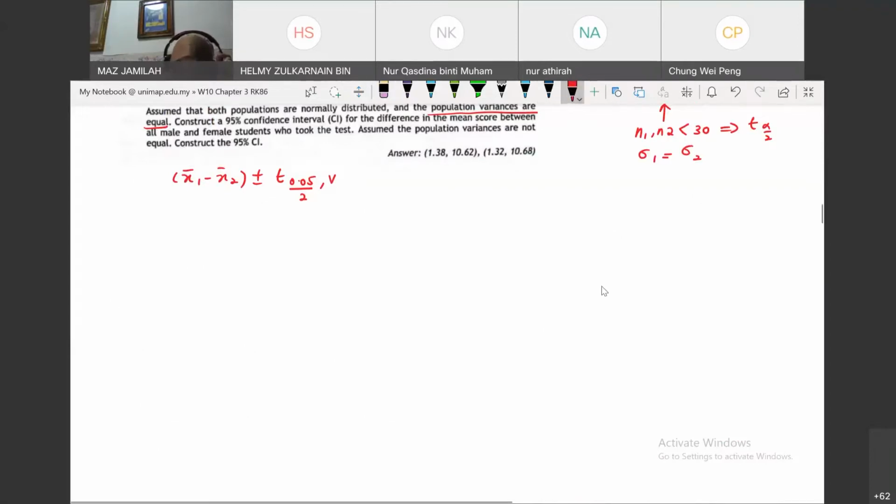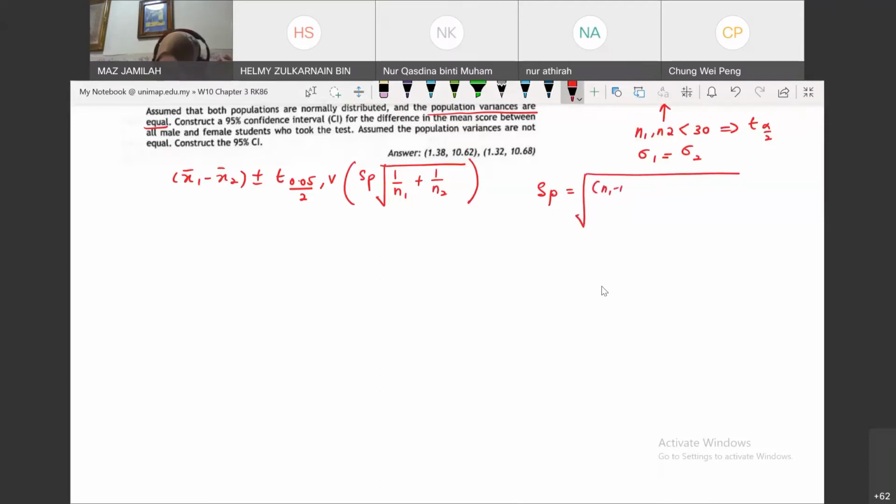Okay. Your SP, square root of 1 over n1 plus 1 over n2. So let's find SP then. What is SP? SP is obtained by n1 minus 1 s1 squared plus n2 minus 1 s2 squared divided by n1 plus n2 minus 2.